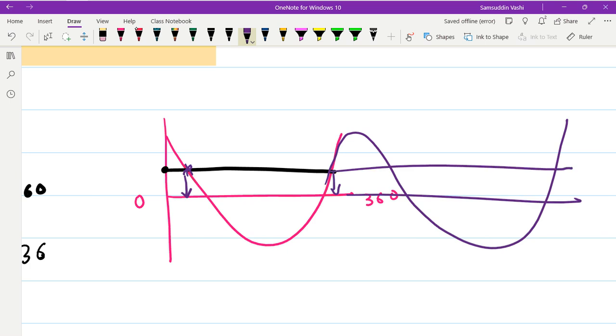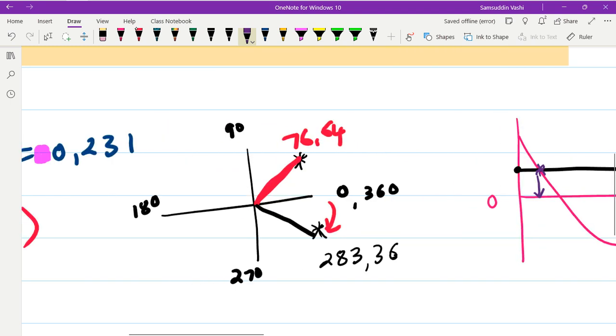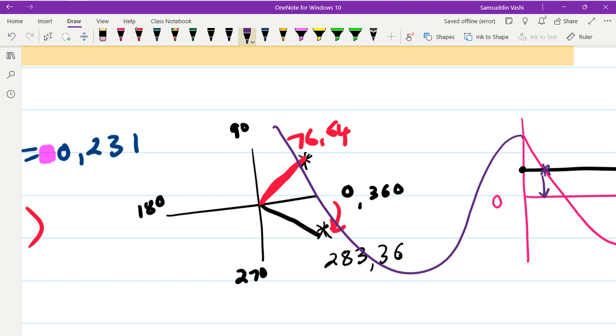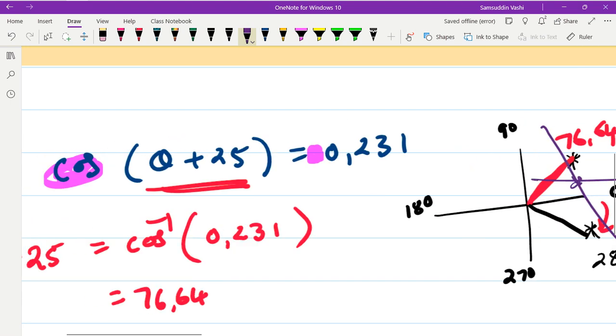But what if I continue this graph beyond 360? Then I will get 2 more answers. What if I continue this graph beyond 0, to the negative side? Another 2 answers. So in short, I'm going to have infinite answers, if I extend to the left, the negative side, or to the right, the positive side. That infinite set of answers is called the general solution. So how do we get that general solution?